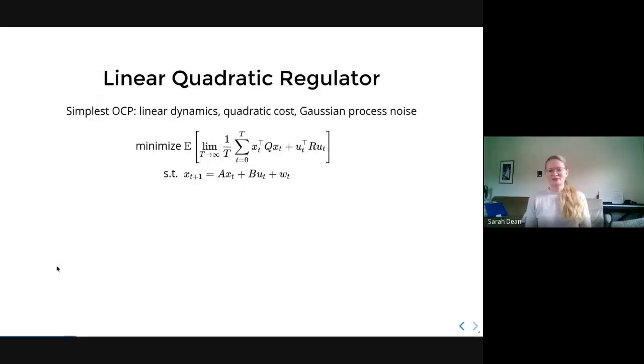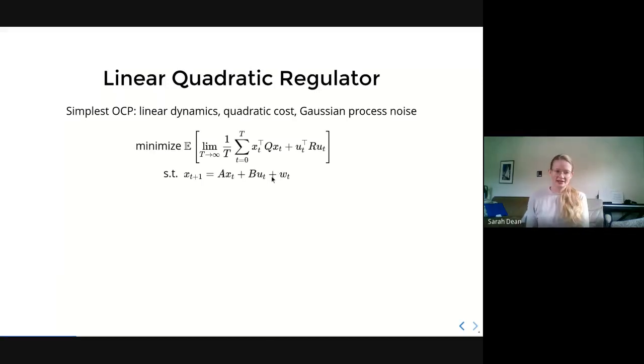And so in this problem, this is the sample complexity of the linear quadratic regulator. The linear quadratic regulator, or LQR as I'll call it, is the simplest optimal control problem. It's a very canonical problem. Here, our dynamics are linear, the cost is quadratic, and the process noise is Gaussian.